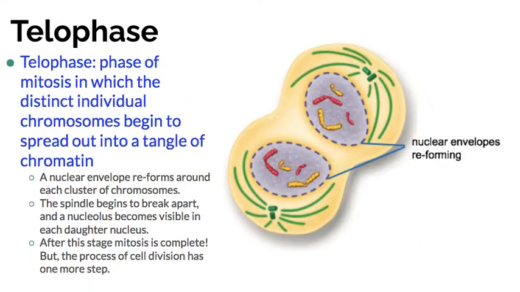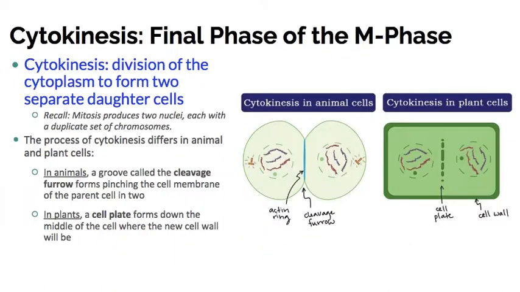Last phase of mitosis is telophase, and that's the phase of mitosis in which the distinct individual chromosomes begin to spread out into a tangle of chromatin. A nuclear envelope reforms around each cluster of the chromosomes. The spindle begins to break apart, and the nucleolus becomes visible in each daughter nucleus. After this stage, mitosis is complete. But remember, the M phase consists of both mitosis and cytokinesis, so we have one more step.